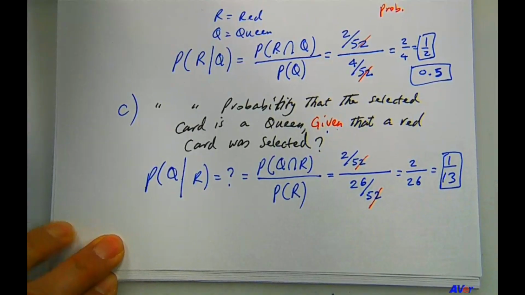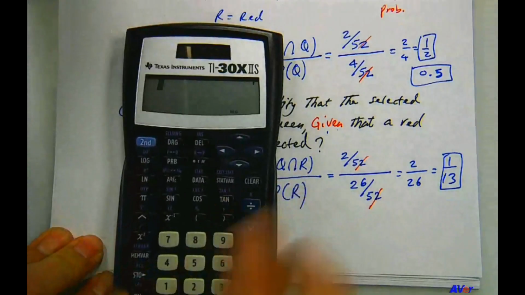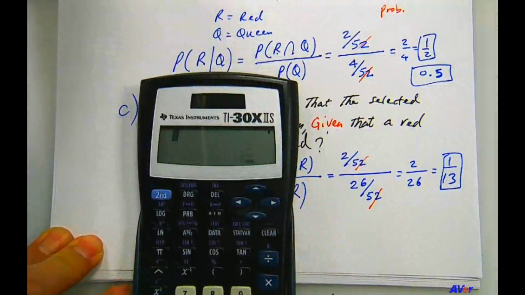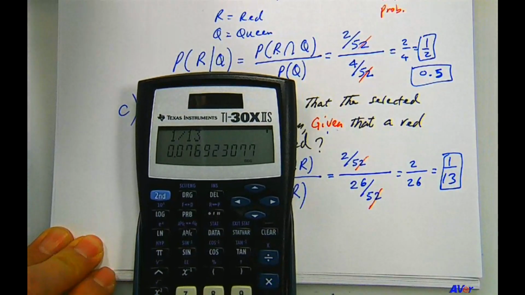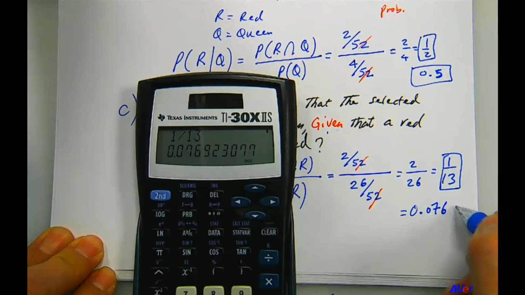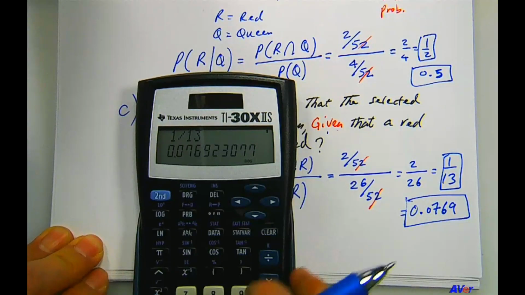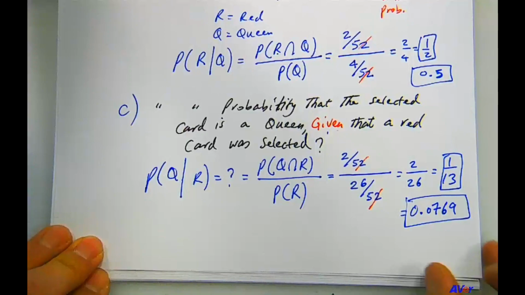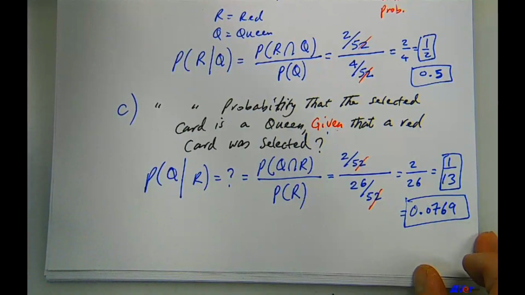So what is 1 over 13? We can quickly calculate that. So 1 divided by 13. Let me round that to 4 decimal places, so 0.0769. Okay.